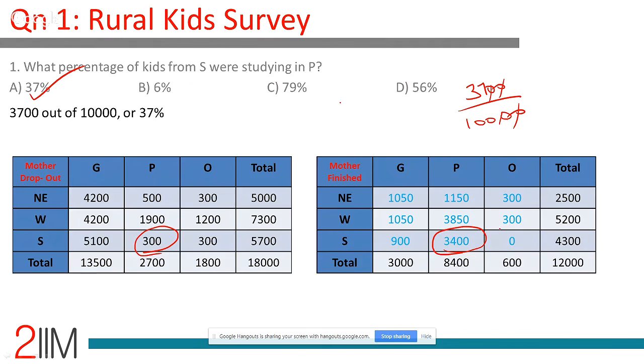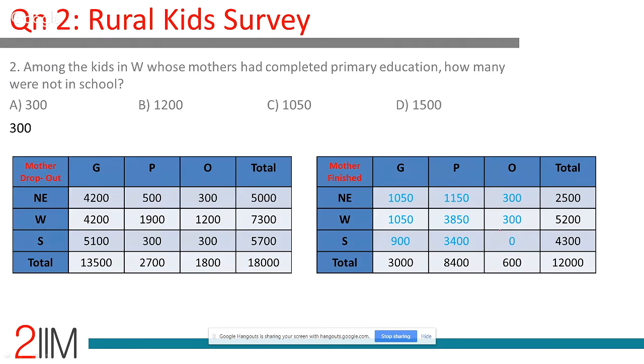Nailed it. Next one. Among the kids in West whose mothers had completed primary education. So out of this 5,200, how many were not in school? 300. Done. Choice A. We're looking at this table in West within this 5,200. How many were not in school? 300. Done. If question number 3 and 4 are also this easy, we got it made. Luckily enough, or as expected, that's not going to be the case.